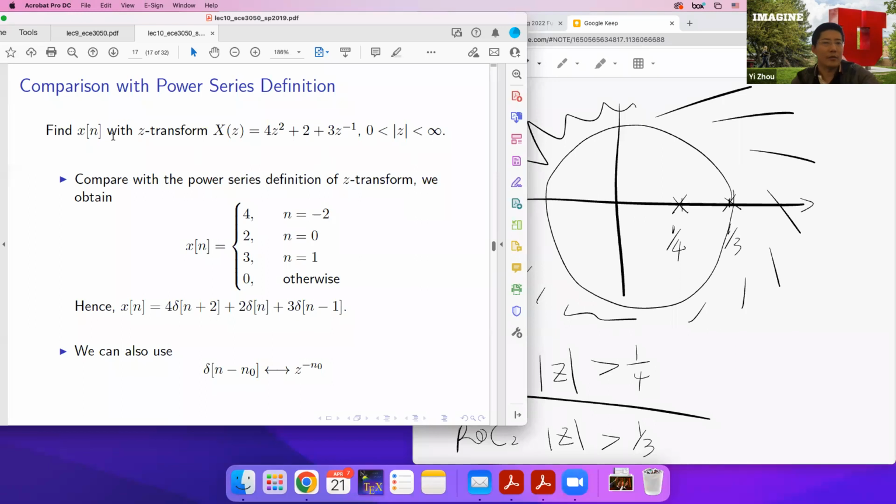Yeah, this is another example which I think I can kind of skip. So this is basically, sometimes we can directly find the signal by comparing the Z transform with the power series. So for example, let's say we are given this Z transform with such an ROC.